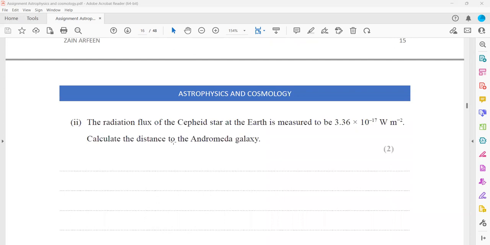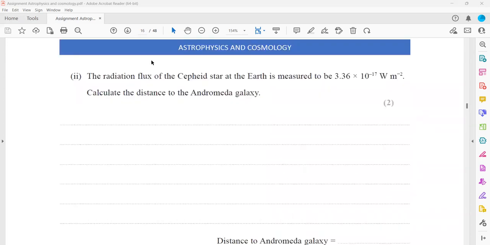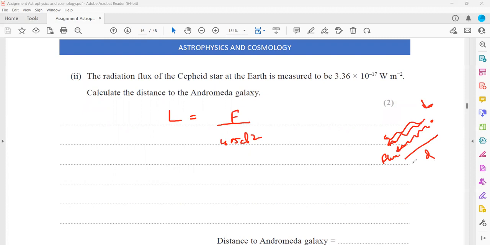Then the radiation flux from a Cepheid variable is measured to be 3.6. We have to use the formula which relates the flux to calculate the distance to this galaxy, the Andromeda galaxy. The formula is flux equals luminosity divided by 4 pi d squared. If there is a star and we know its luminosity, the radiation we receive from it entering a unit area is the flux F.